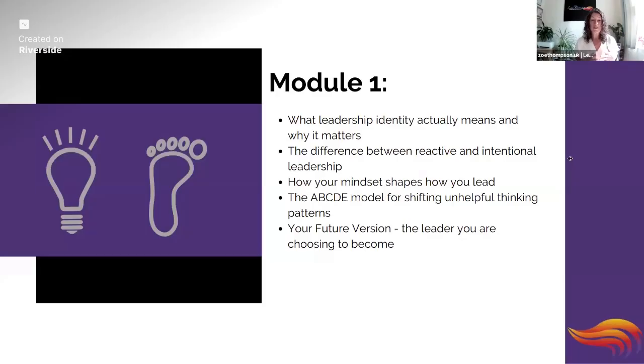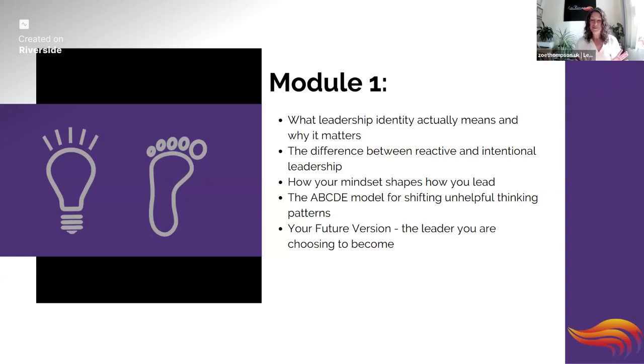In Module 1, we're going to look at what leadership identity actually means and why it matters. We're going to look at the difference between reactive and intentional leadership. We'll look at how your mindset shapes how you lead. And we're going to look at the first model that will help you to shift unhelpful thinking patterns. And we're going to look at that future version of you and the leader who you are choosing to become.